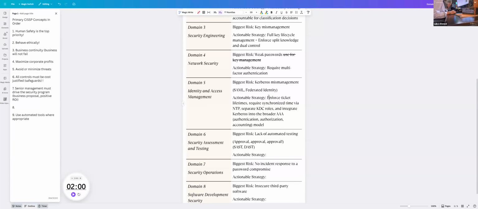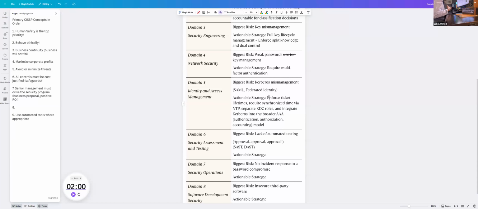If you have Kerberos and you don't have zero trust, you have tickets going back and forth in the network without any kind of extra authentication. If you have zero trust, you're going to have an extra secure Kerberos implementation. So try to have ticket lifetime. Require synchronized time via NTP. Just make sure you have proper time on your system. I remember on the Linux firewalls, we used to synchronize the time to the Naval Observatory's atomic clocks. That was our clock server. Separate your KDC roles, which is just another way of saying separation of duties, another high level concept.